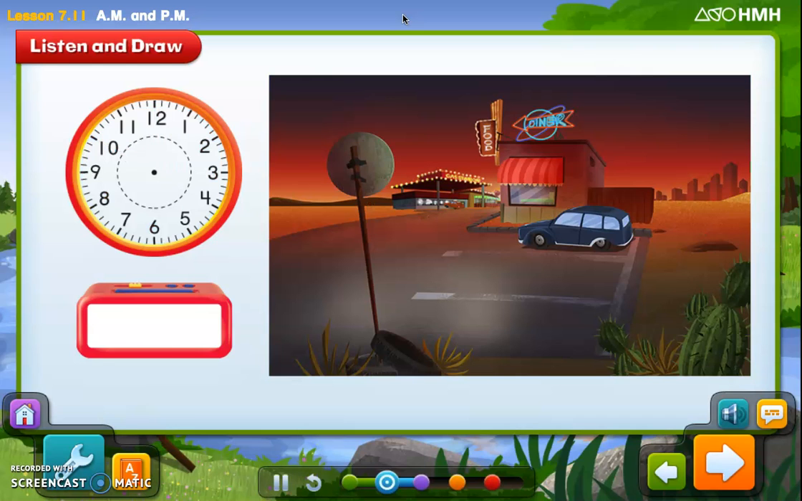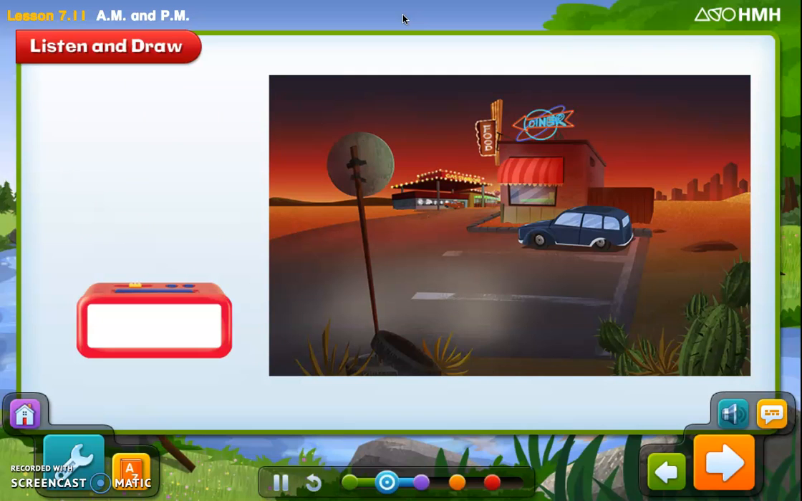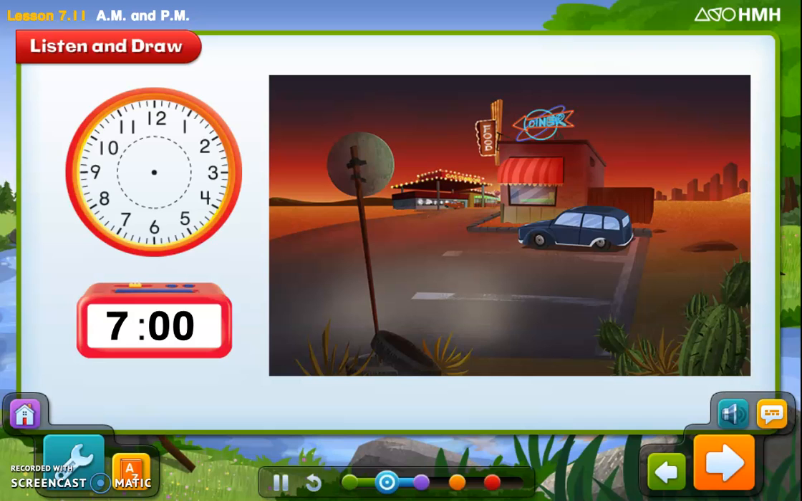Morgan's family went to eat dinner in the evening. The family went to the diner at 7 o'clock in the evening. Show 7 o'clock on the digital clock. No minutes are past the hour. The clock shows 7 o'clock. Place the hour hand to show 7 o'clock. The hour hand points to the 7. Now place the minute hand. The minute hand points to the 12. Both clocks show 7 o'clock.